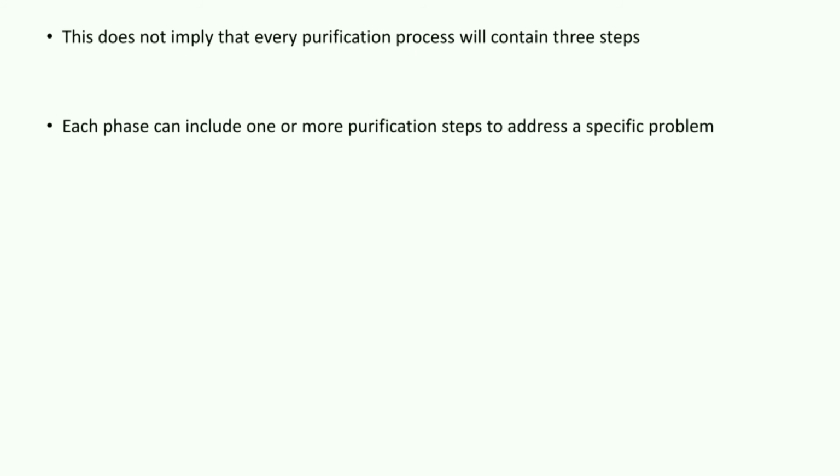Although this strategy consists of a broad phase, it does not imply that every purification process should contain only 3 phases or 3 steps. Each phase, for example, the capture phase, may contain 5 steps. In some other capture phase, it may contain 2 steps. The intermediate phase will contain 2 to 3 steps depending on what enzyme you are extracting. So depending on the specific purpose or a specific problem, a specific purification step may be addressed.